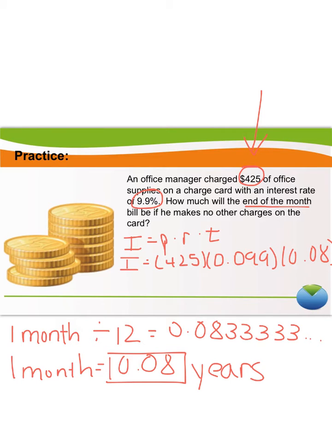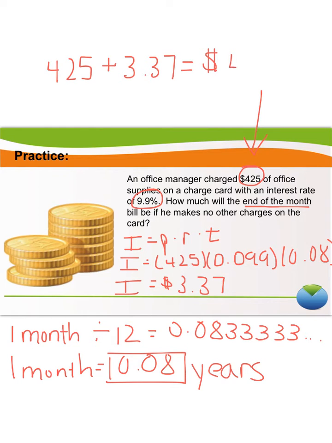Go ahead and calculate that. I'll wait for you. All right, so I think what you ended up with was $3.37 in interest. But remember at the very beginning, I said the way that this works is, and I'm going to come up here to the top, the office manager has to pay the $425 he charged and the interest that accrued for that month. So the monthly bill will be $428.37.